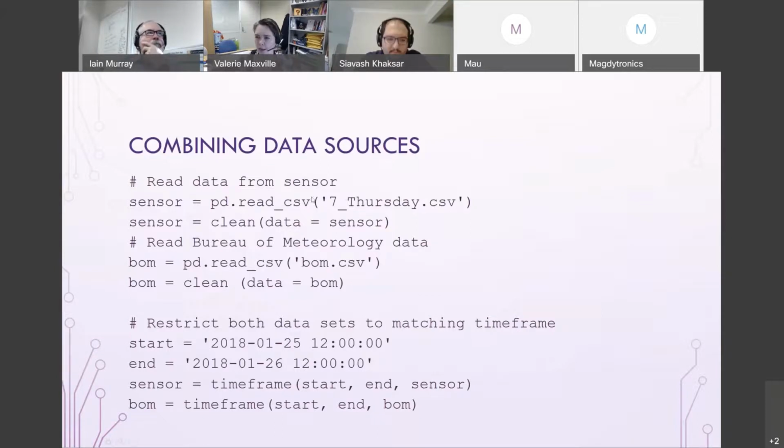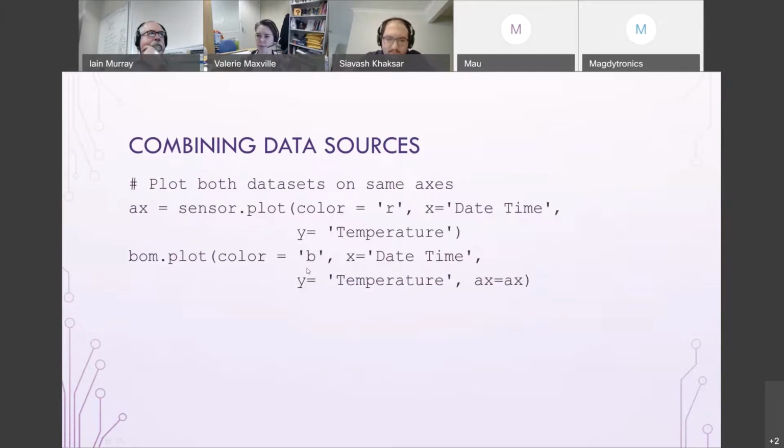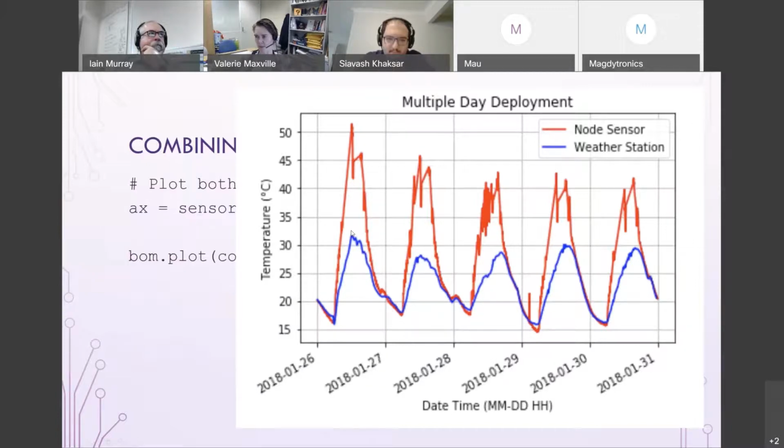And then going through and combining some data, so taking the data from the sensor, Thursday the 7th, reading that in, but also taking in some data from the Bureau of Meteorology. So that in Perth, the weather data is collected by the Bureau of Meteorology, and so you have those two data sets that you can then align. So going through, making sure that they're on the same time frame, the same start and end date, and having that data lined up so then they could be plotted. So plotting the two data sets onto the same axes, and you get these sorts of results.